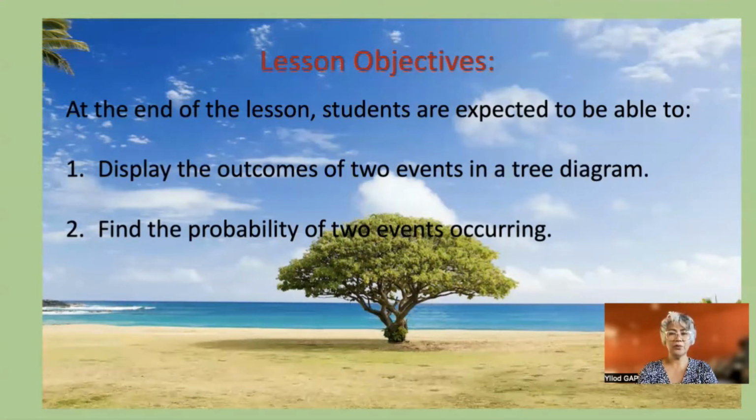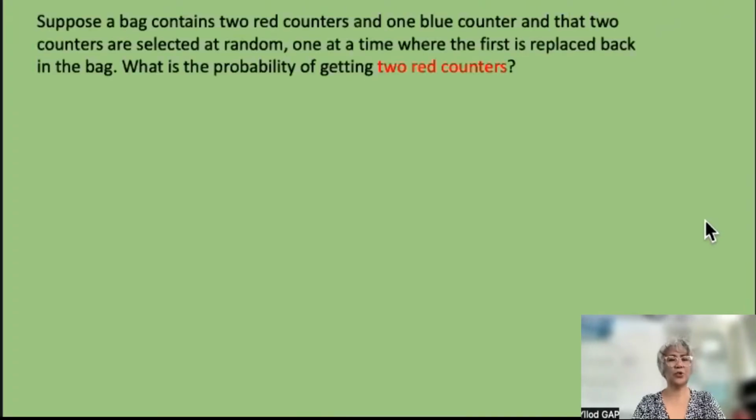In today's video, our objectives are to display the outcomes of two events in a tree diagram and find the probability of two events occurring. All right, let's consider this problem. Suppose a bag contains two red counters and one blue counter, and that two counters are selected at random, one at a time, where the first is replaced back in the bag. What is the probability of getting two red counters?